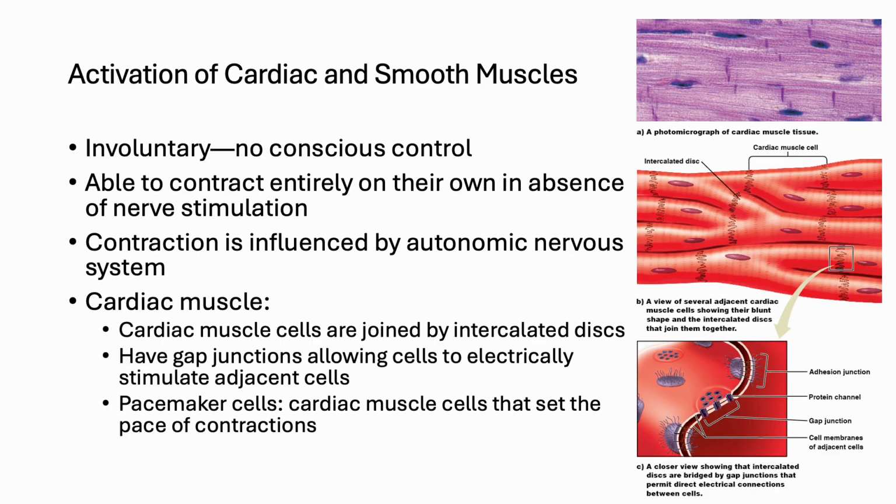Now let's shift to muscles we don't consciously control. These are your cardiac and your smooth muscles. Both are involuntary and can contract without nerve stimulation, though their activity is influenced by the autonomic nervous system. Cardiac muscle cells are joined by intercalated discs, which contain gap junctions that allow neighboring cells to stimulate each other. This makes the heart function as a coordinated pump. Specialized pacemaker cells set the rhythm of contraction, keeping the heart beating continuously without conscious thought.